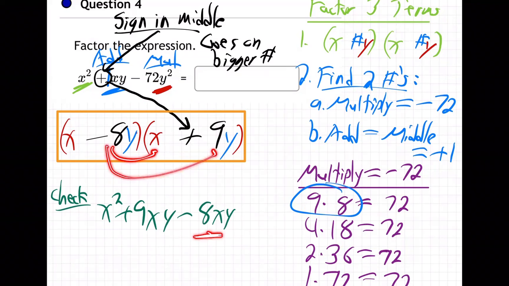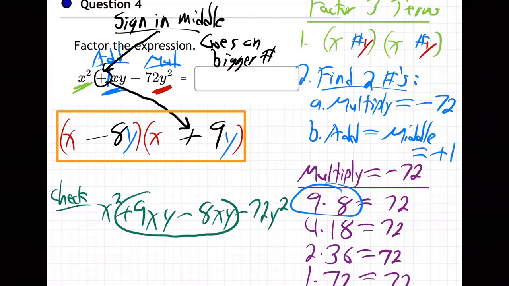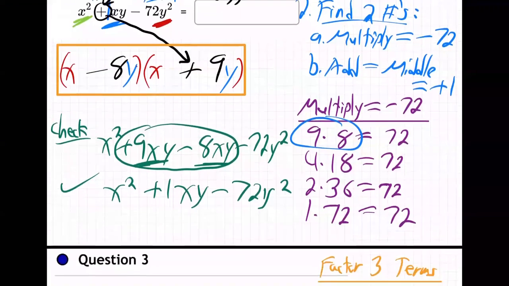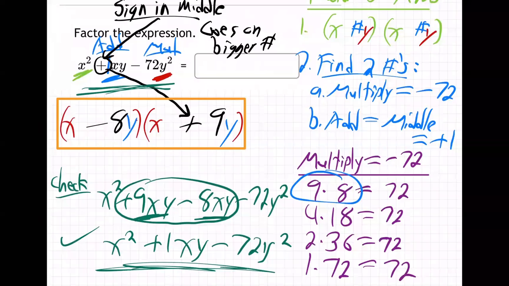And these two, minus 9 times 8, 72, y squared. Because it's y times y squared. And then these two are like terms. They're both the same letter pattern. They combine. Plus 9 minus 8 is plus 1. xy minus 72y squared. Check. See how this right here is the same as the original? It's true. It's right. It's good. This is the right answer.